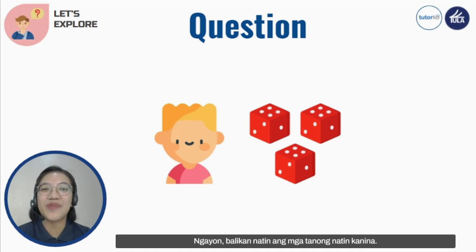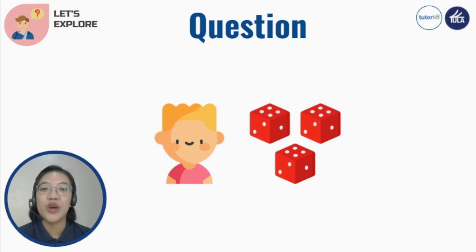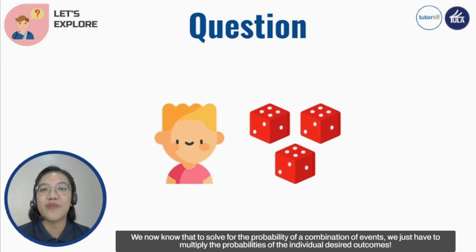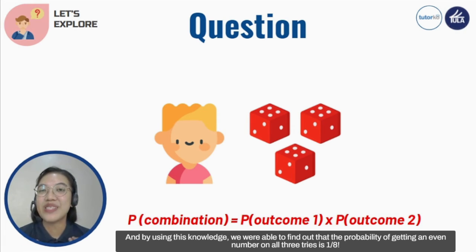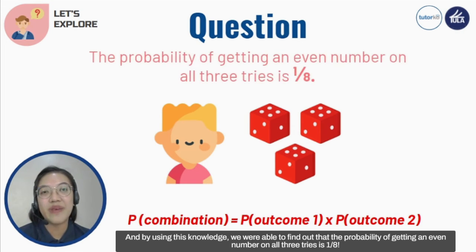Ngayon, balikan natin ang mga tanong natin kanina. We now know that to solve for the probability of a combination of events, we just have to multiply the probabilities of the individual desired outcomes. And by using this knowledge, we were able to find out that the probability of getting an even number on all 3 tries is 1/8.